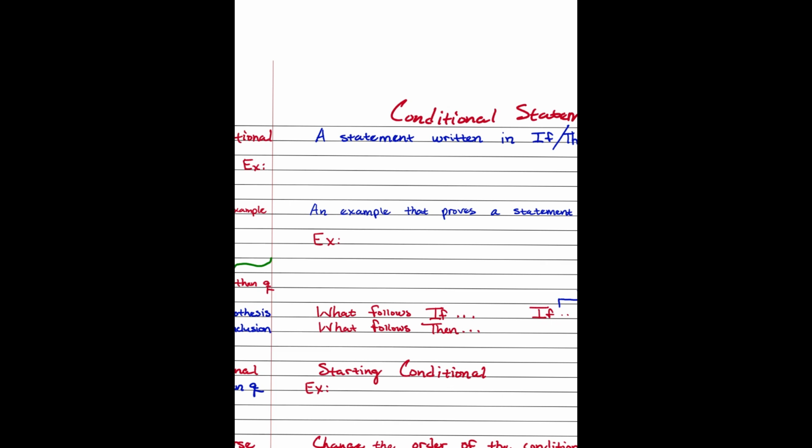Okay, guys, in this video, we're going to talk about something called conditional statements. It's going off the similar format that we talked about with the last video. A conditional statement is a statement that is written in if-then form. It's like an observation or a conclusion that you reach, but in if-then form. The statement that comes after the word if is what we call the hypothesis, and the statement that comes after the word then is what we call the conclusion.